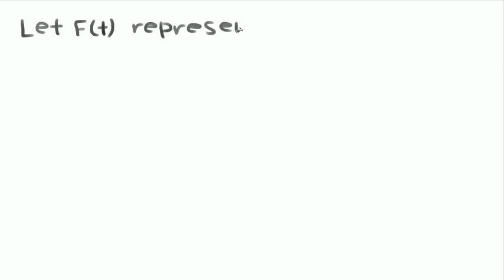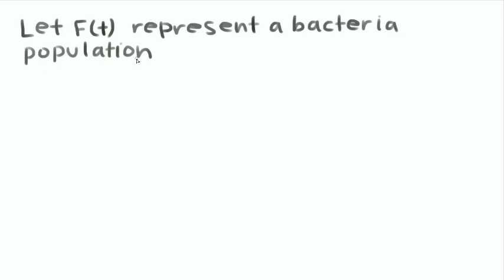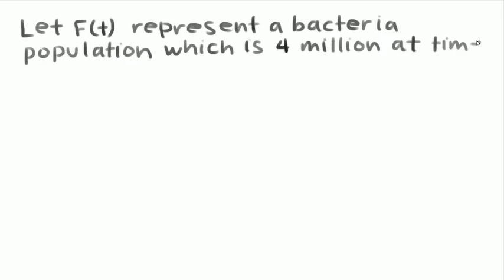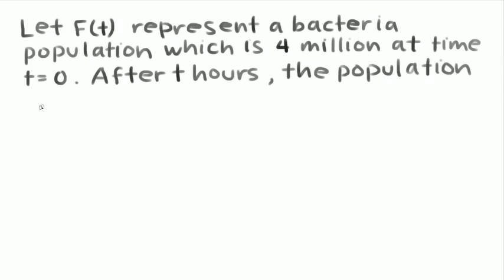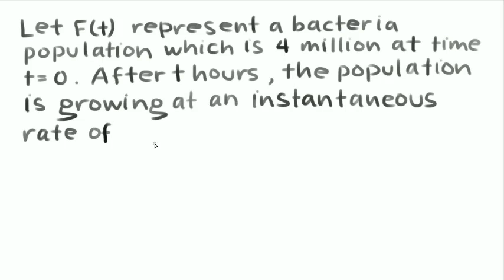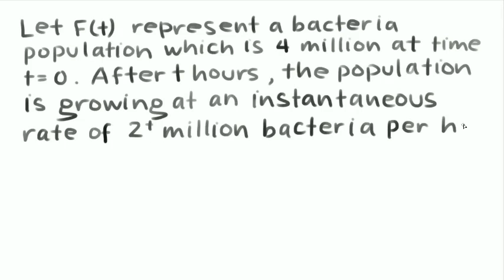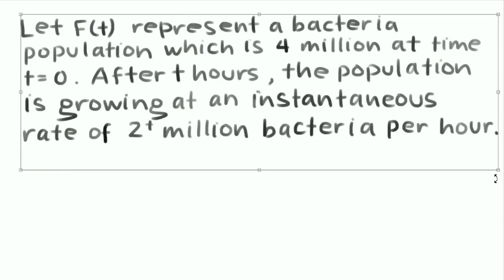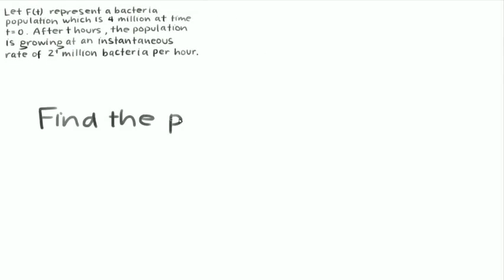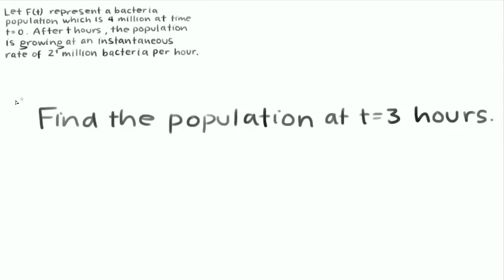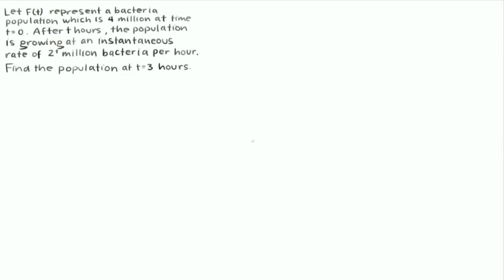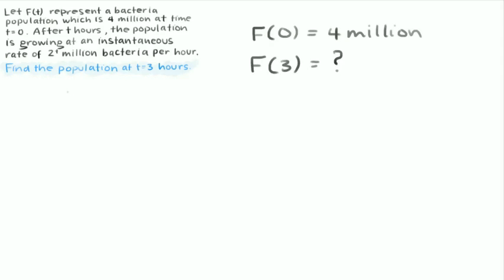Now let's look at another problem. Let f of t represent a bacteria population, which is 4 million at time t equals 0. After t hours, the population is growing at an instantaneous rate of 2 to the t million bacteria per hour. Find the population at t equals 3 hours. So let's write down what we know. We know that f of 0 equals 4 million, and f of 3 is what we're looking for.